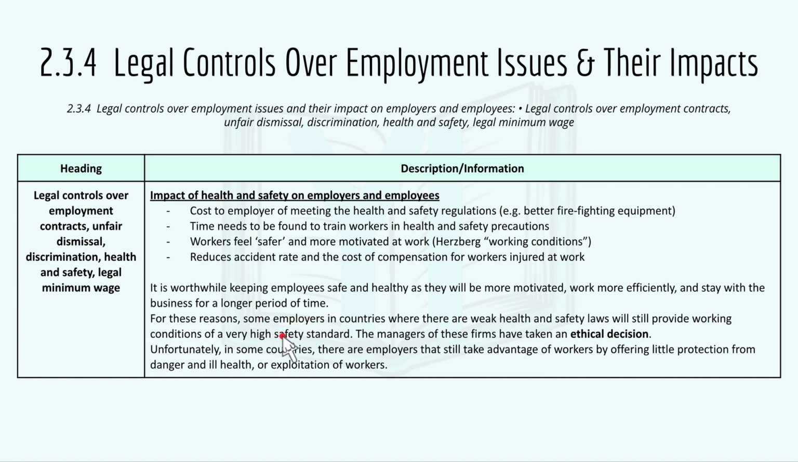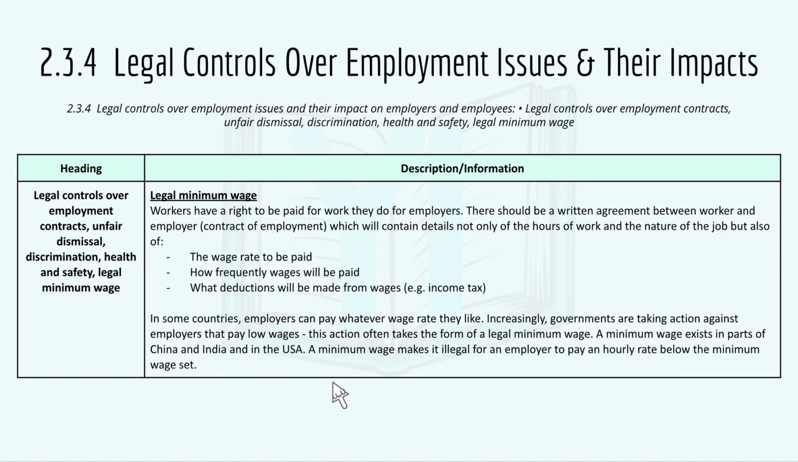For these reasons, some employers in countries where there are weak health and safety laws will still provide working conditions of very high safety standards. The managers of these firms have taken an ethical decision. Unfortunately, in some countries, there are employers that still take advantage of workers by offering little protection from danger and ill health, or by exploiting workers. And then here's legal minimum wage.